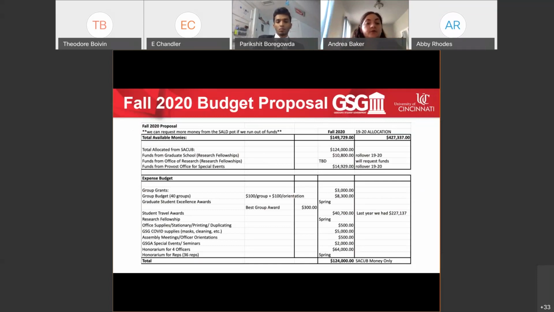And then for group budgets, right now that does include $100 for every single one of the GSAs to hold an orientation. If you do not do that by the end of the month, you'll be forfeiting that $100, and that will go to the group grant budget, so we can increase that a little bit. As Preek mentioned, we did add a line here for COVID supplies. Our mask order, which will be coming soon, is on that.